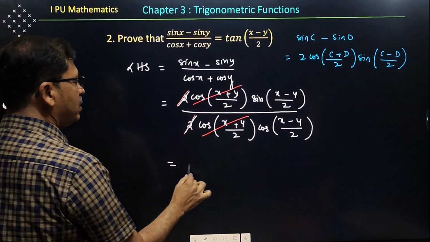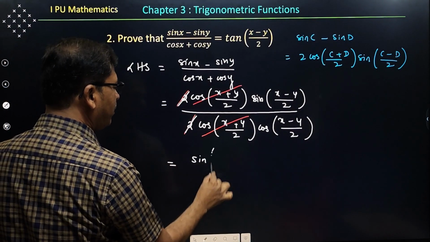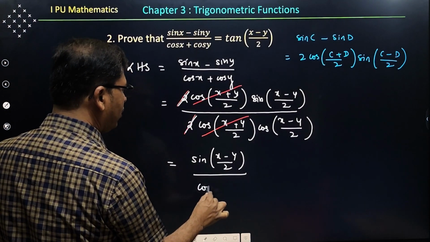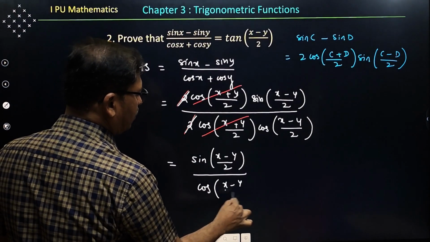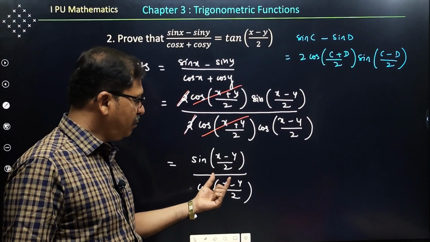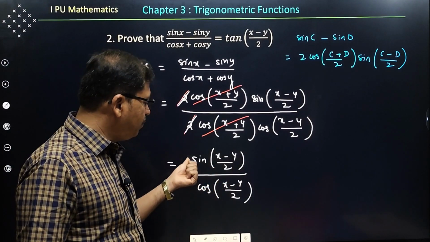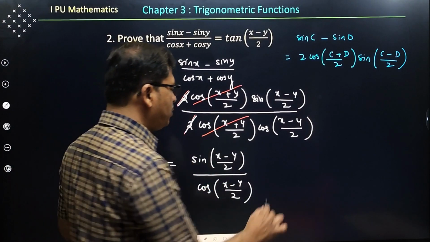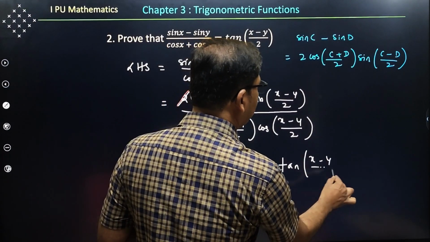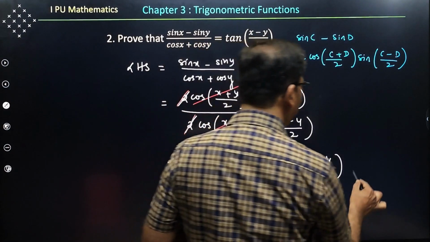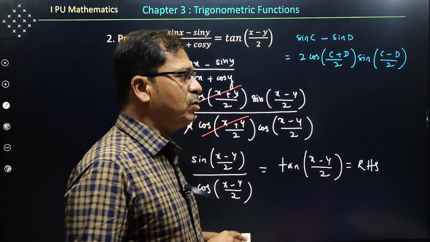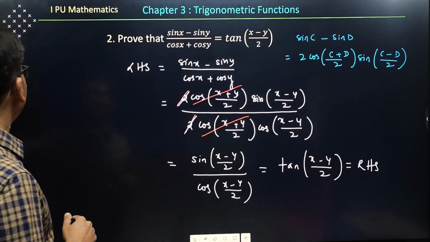Remains what? Sin of (x minus y) by 2, whole divided by cos of (x minus y) divided by 2. Now see carefully, x minus y by 2, the angle is the same here. Here also x minus y by 2 is there. Sin divided by cos leads to tan. So this is tan of (x minus y) divided by 2, and this is our required RHS here. And this completes the solution for this example.